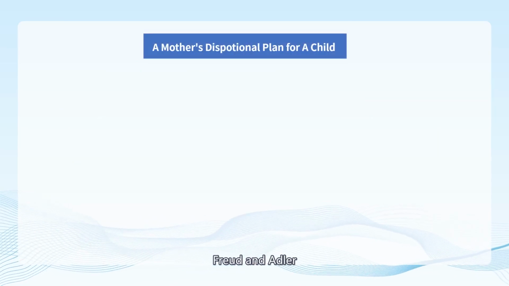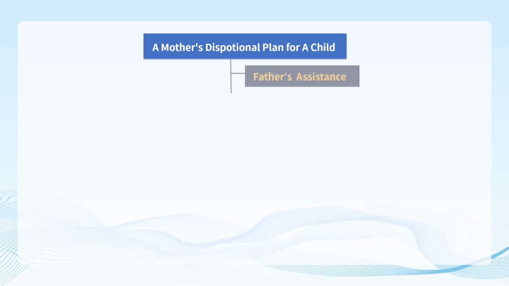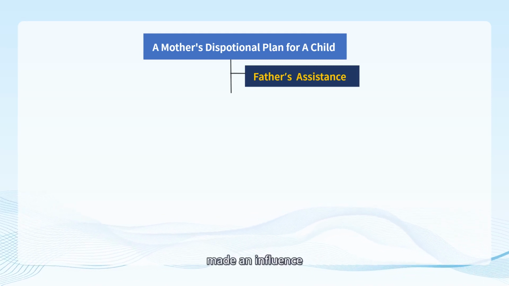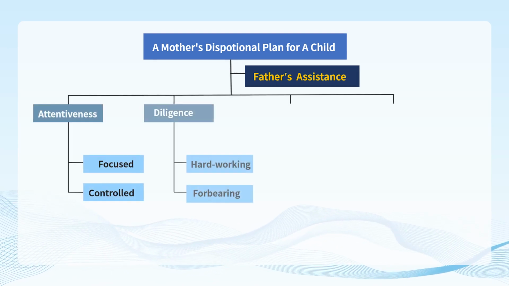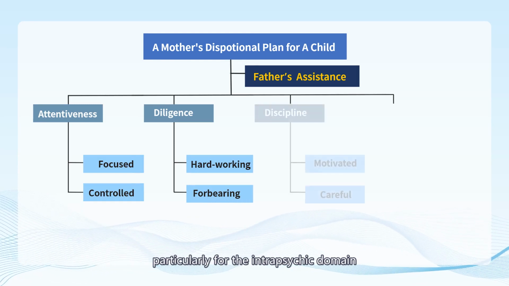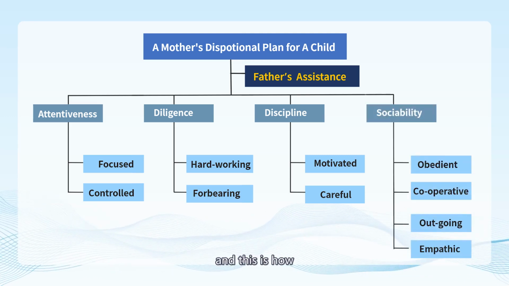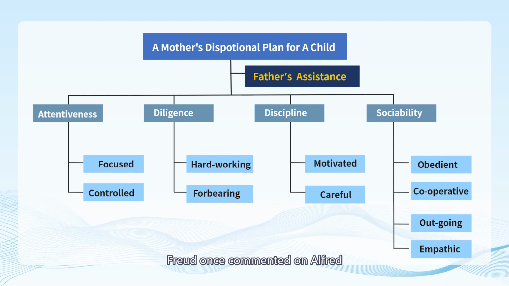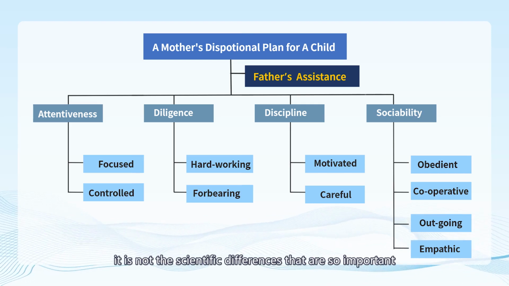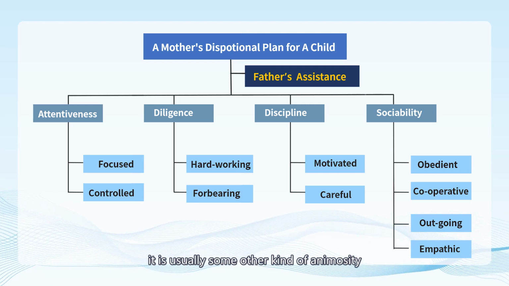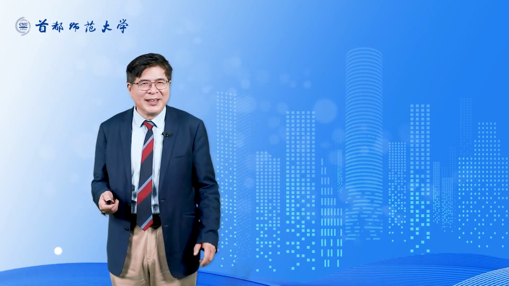And here, I want to introduce to you a mother's dispositional plan for her child with the assistance of the father. Number 1, attentiveness. That means focused and controlled. And number 2, diligence. That means hardworking, forbearing. And number 3, discipline. That means motivated, careful, organized. And number 4, social ability. That means obedient, cooperative, outgoing, empathic. And this is the dream personality training plan for any parent to implement with the assistance of token economy or behavioral modification.